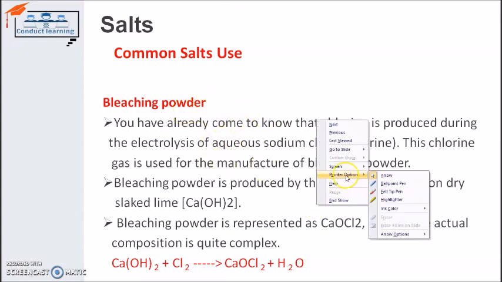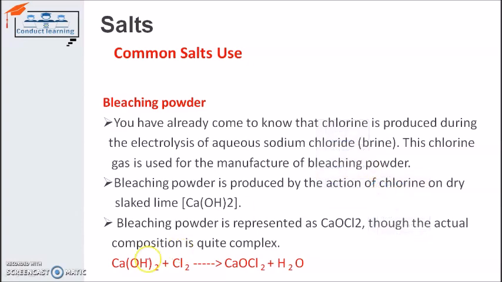Here in this chemical equation, you can see calcium hydroxide, Ca(OH)2, which is nothing but slaked lime, reacting with chlorine, with the chemical formula Cl2. It gives us CaOCl2, which is calcium hypochlorite, which is nothing but bleaching powder, and water. So this is the simplest way to prepare bleaching powder from natural salt NaCl.